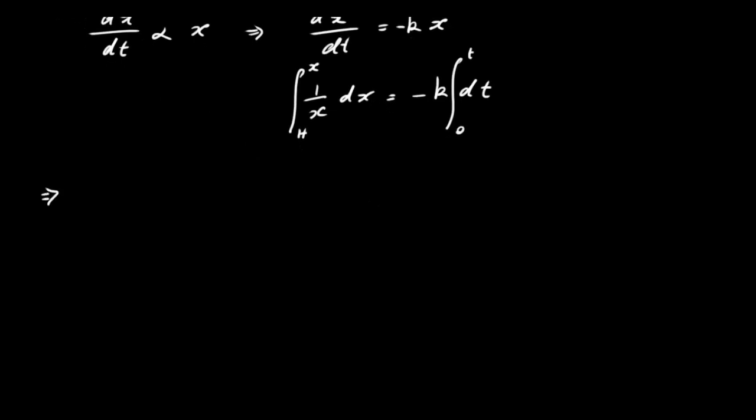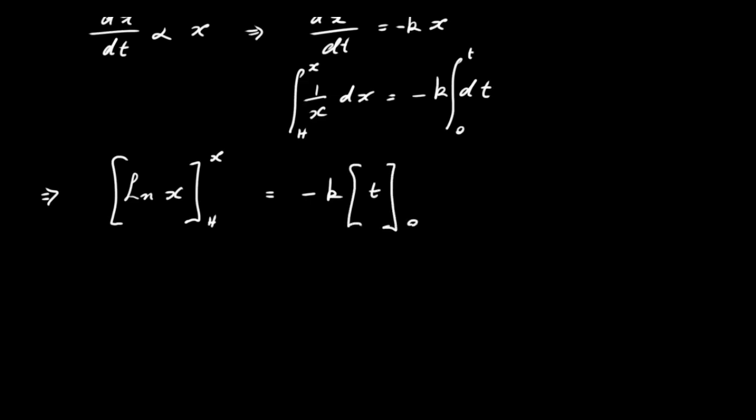We have the integral of 1 over x, so that's going to be log of x, with limits h to x. And then over here we've got minus k times just t, from 0 to t. Okay, so let's just put in the limits. So we get log x minus log h is equal to minus k times t minus 0, so it's just t.